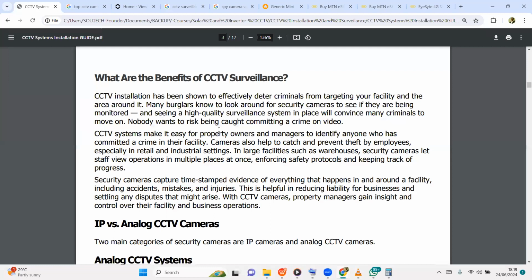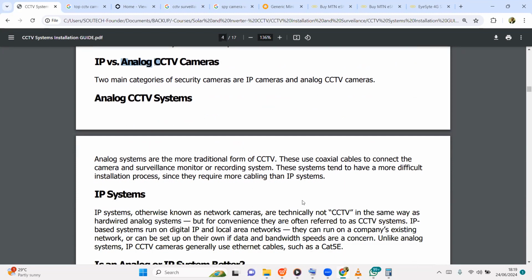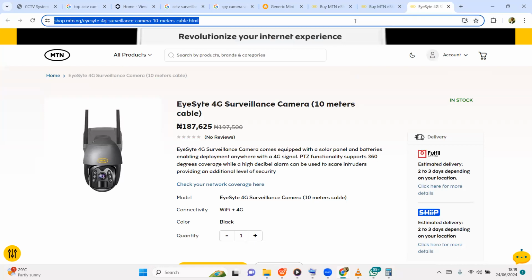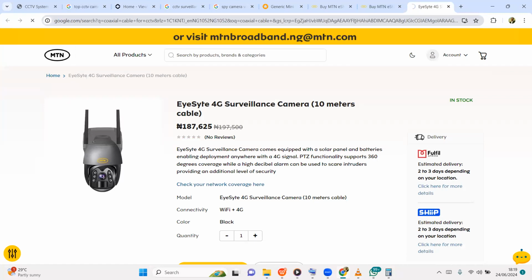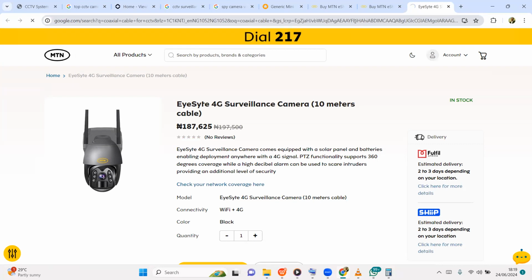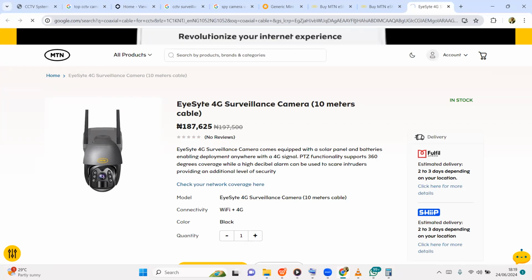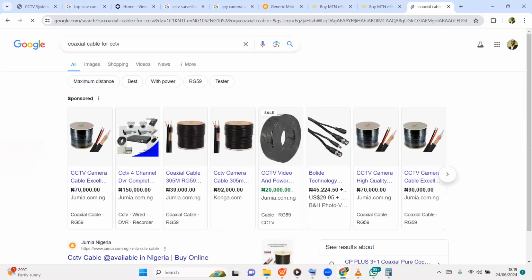Okay, let's get back to our guide. So now understand there are two major types of cameras. So you have the IP cameras, you also have the analog cameras. Now, the analog cameras use the coaxial cable. So what does a coaxial cable look like? Coaxial cable. So it's just a black cable that has a data and a power terminal within the cable, and it's very thick somehow.